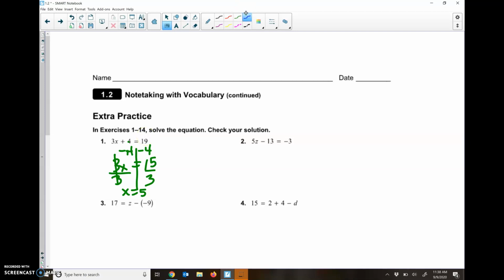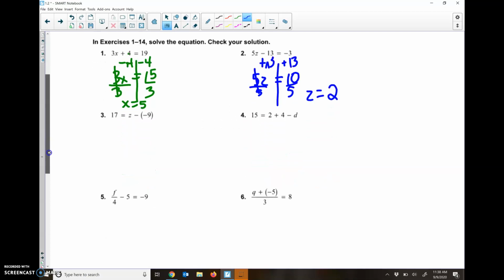The number 2 here. Kind of the same thing. So 5z minus 13 equals negative 3. So it's a minus 13. So I'm going to add 13 to each side. So I'm left with 5z equals 10. Divide both sides by 5. We figure out z equals 10 divided by 5 is 2. I'm going to go back and plug it in. 5 times 2 is 10. 10 minus 13 is negative 3. So I know I did it correctly then.